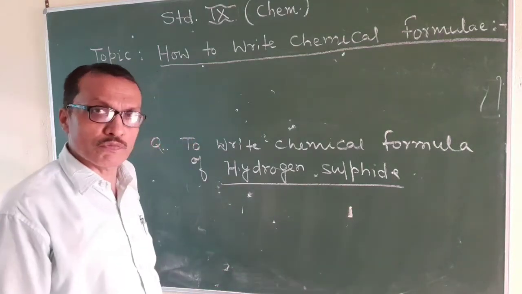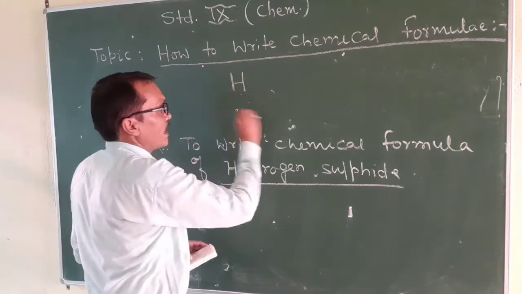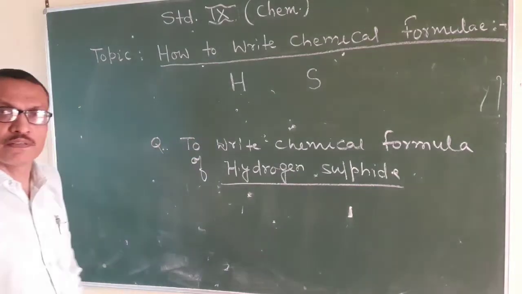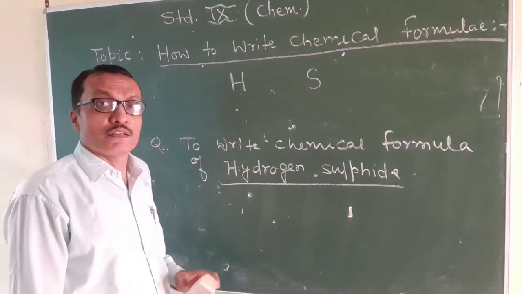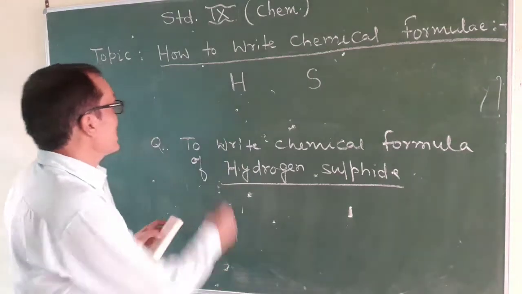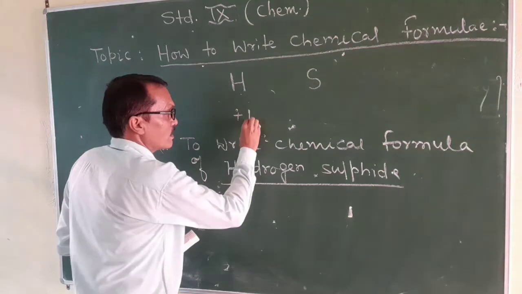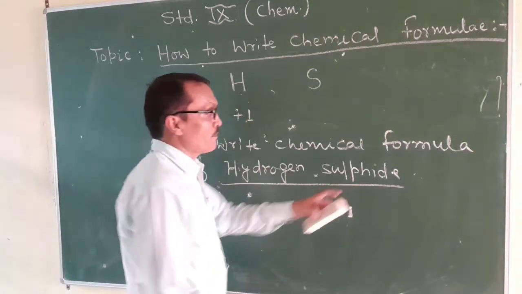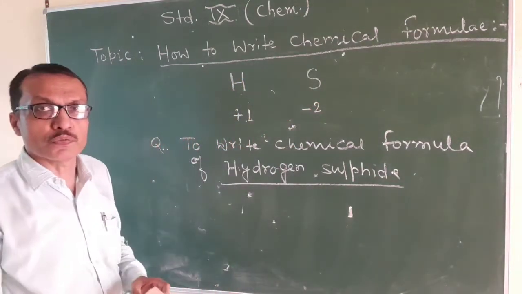So first we have to write separately the symbol of hydrogen and the symbol of sulfur. Right? Now mention their valency. Students, the valency of hydrogen is 1, so here I write 1. The valency of sulfur is 2, so here I wrote 2.